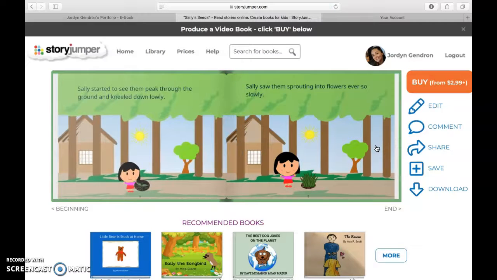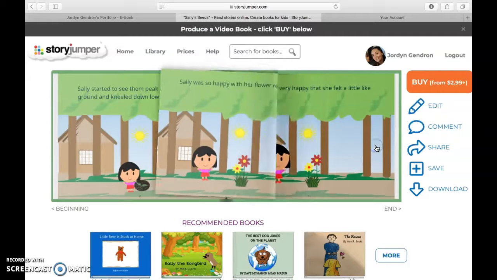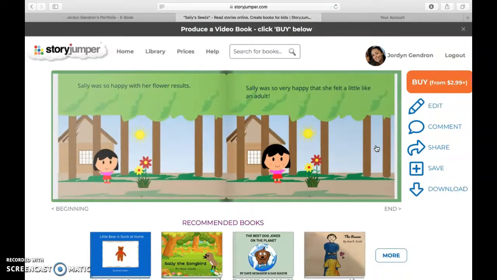Sally started to see them peek through the ground and kneel down lowly. Sally saw them sprouting into flowers ever so slowly. Sally was so happy with her flower results. Sally was so very happy that she felt little like an adult. And that's the end of my book.